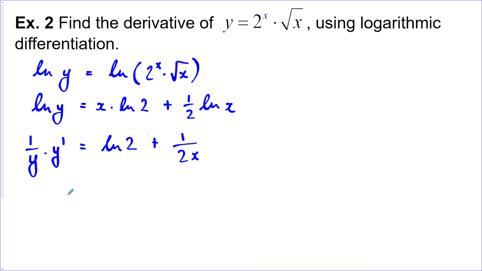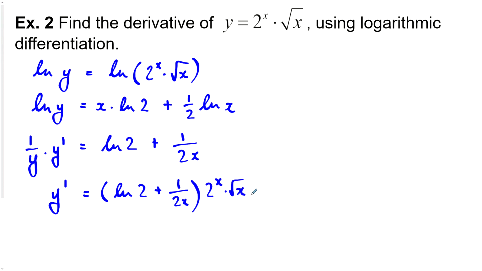And multiply by y on both sides. So y prime is equal to the natural log of 2 plus 1 over 2x times the original, so this thing here, 2x times the square root of x. Now there's nothing inherently difficult about this question. We could have done this one before. We don't need logarithmic differentiation. So we're just going to use our normal rules and check to make sure that we get the same answer.